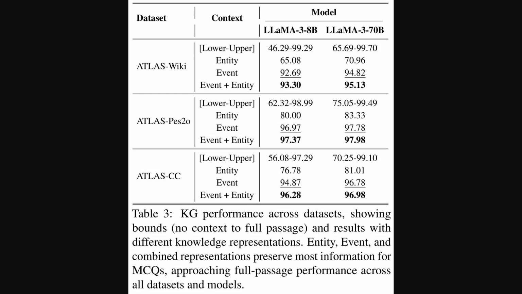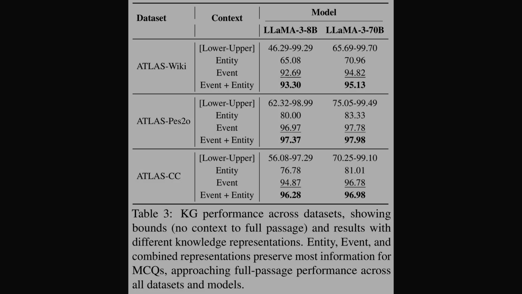Okay, so we've established that the knowledge graph is huge, but the big question is, how much of the original information from all that text is actually captured? This table addresses exactly that. It shows how well an LLM can answer multiple choice questions using only different parts of the knowledge graph for context. The goal is to get as close as possible to the score you'd get from using the full original text, which is the upper bound you see listed. And the results show that the knowledge graph preserves information extremely well. In fact, using both entity and event information together, the accuracy is over 95%, very close to perfect preservation.